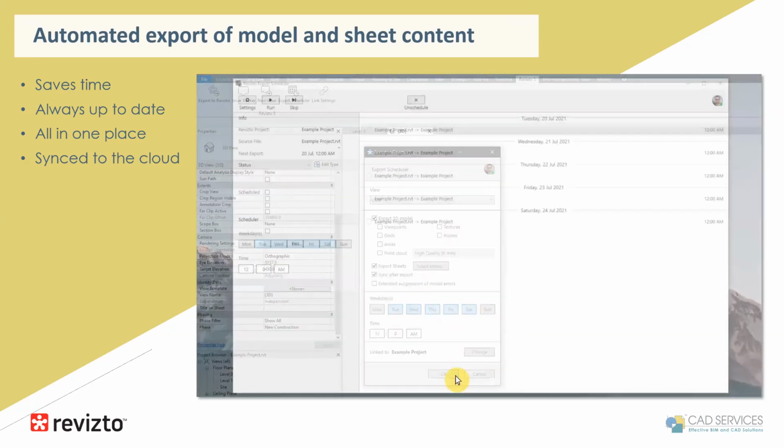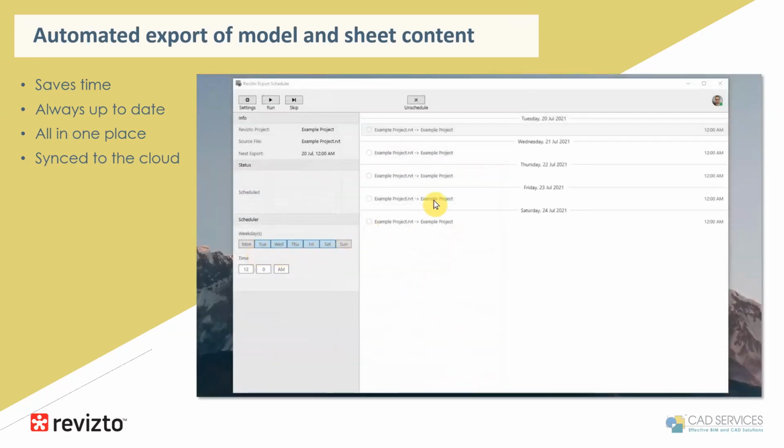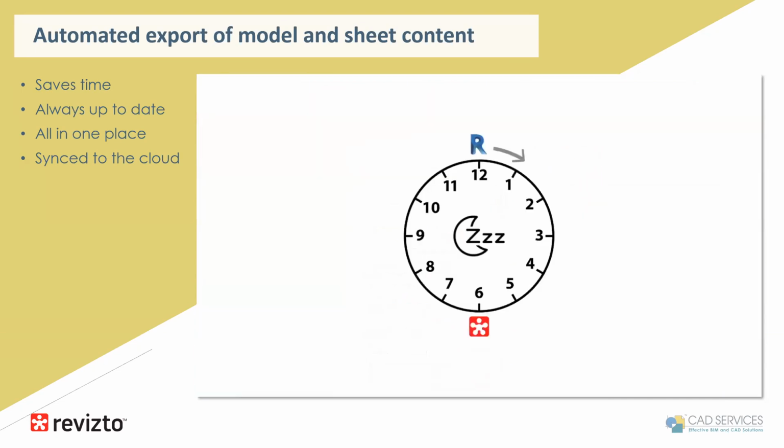Before Revizto, we used to export projects manually so they could be reviewed for coordination and used in meetings. This was time-consuming, especially with many projects running simultaneously. Revizto frees up our team to focus on more important tasks relating to their job.